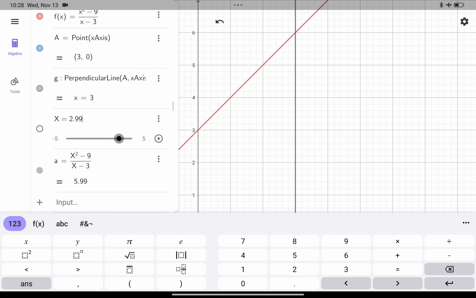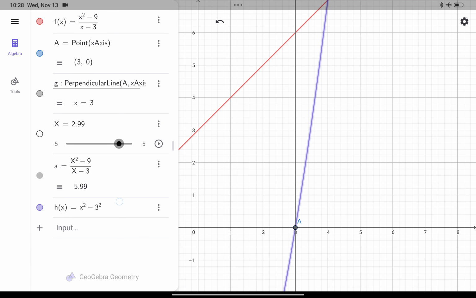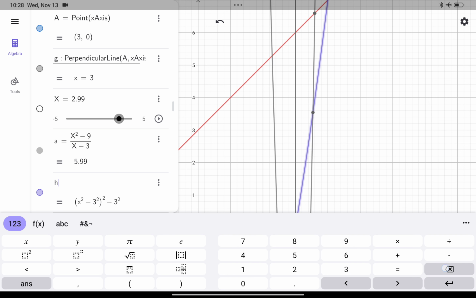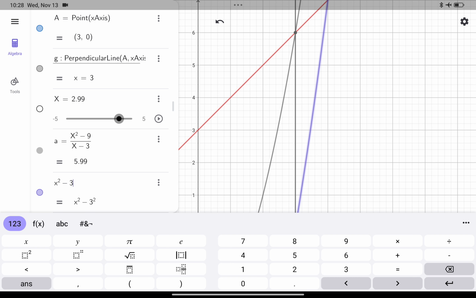So another way to solve this function, we can use the approach of simplification. Since we have x power 2 minus 9 divided by x minus 3, we can rewrite this as x power 2 minus 3 power 2, since 3 power 2 is 9, right? Then divided by x minus 3.